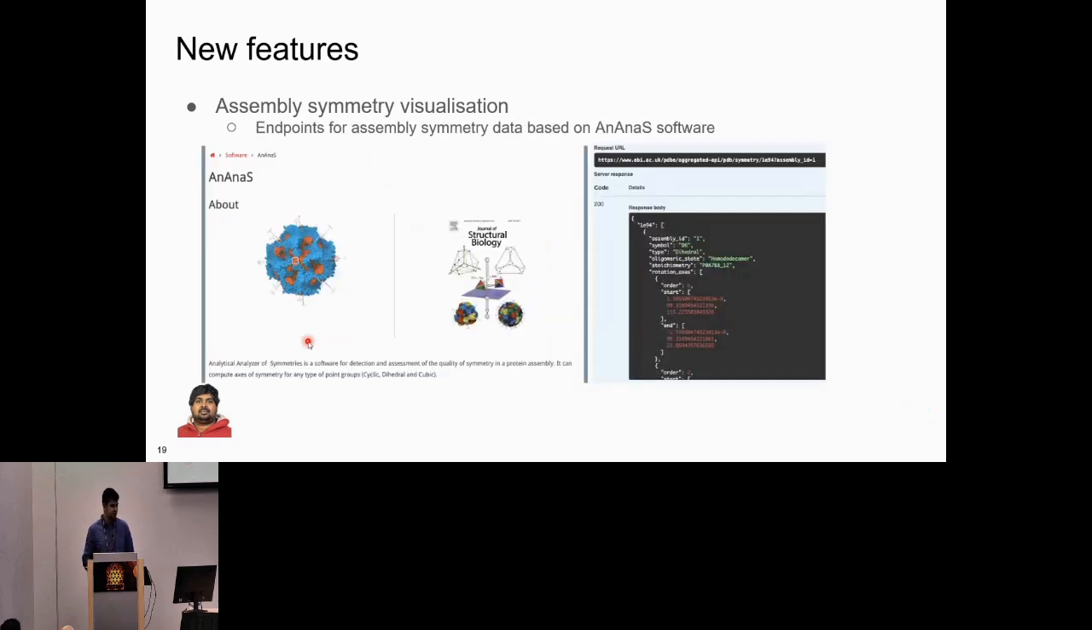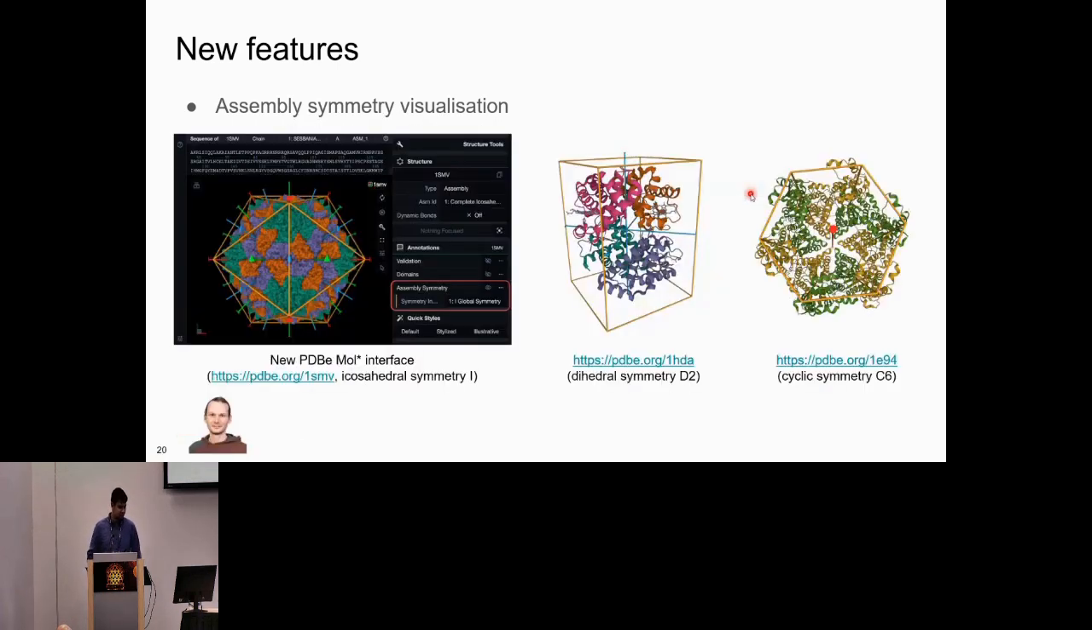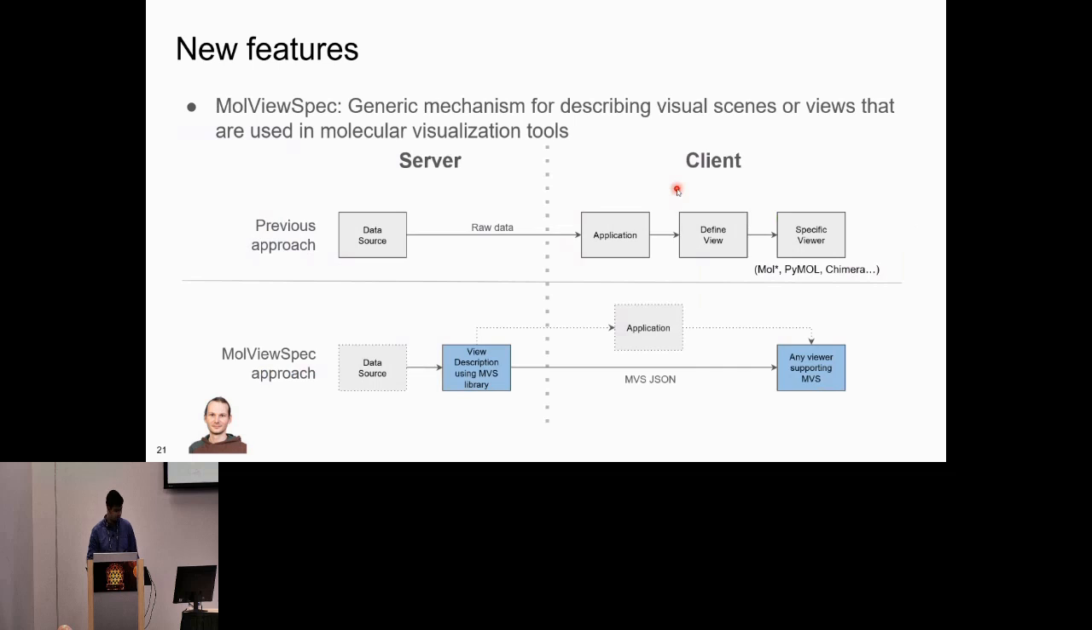After that, they used the Anana software to calculate assembly symmetry data for all the PDB entries and create open endpoints that anyone can use for this. And then this is a sort of visualization that was included in Molstar, so you can see different assembly information quite easily. Last, I think the most important one is MolViewSpec.